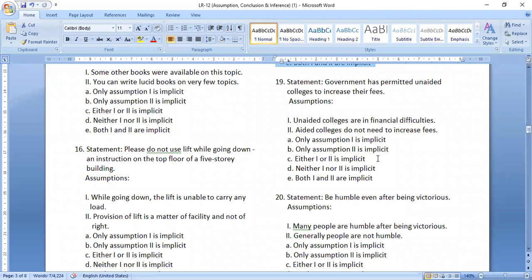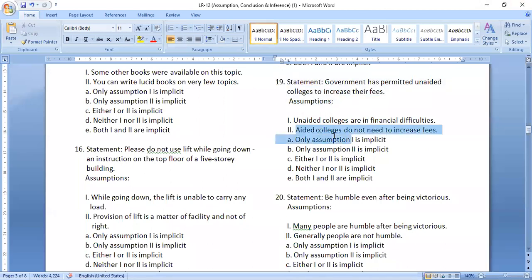19. Okay, so the statement: the government has permitted unaided colleges to increase their fees. And assumption 1 is that unaided colleges are in financial difficulties. Yes, sir. Otherwise, it wouldn't have permitted it, right? Because if it's permitted it now, it means that it had not permitted it before, which means that there has been a new contingency now, and that is probably the fact that these unaided colleges are in financial difficulty. So 1 is definitely implicit in this statement here.